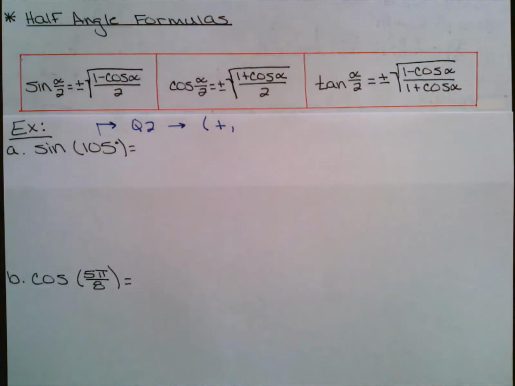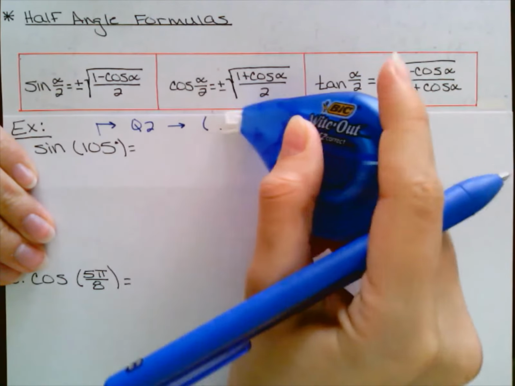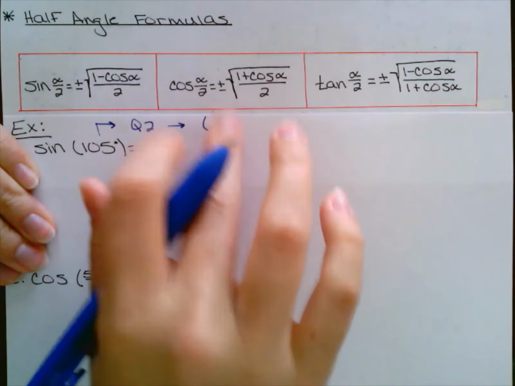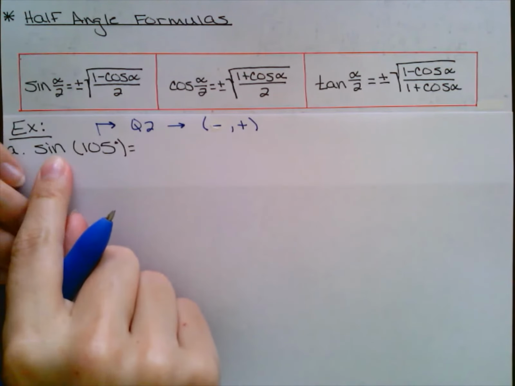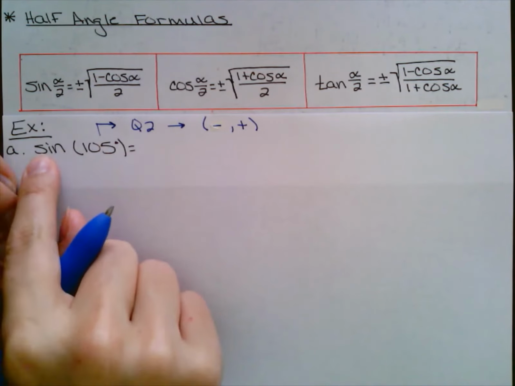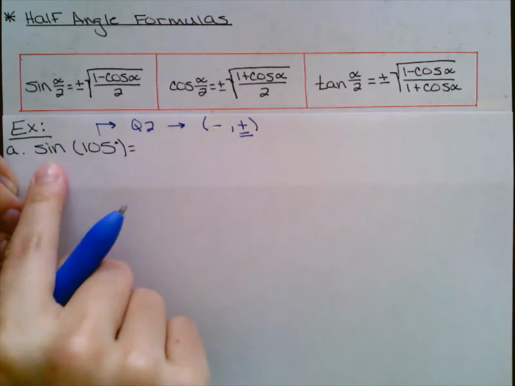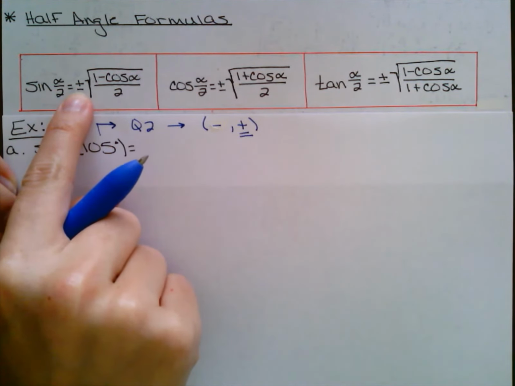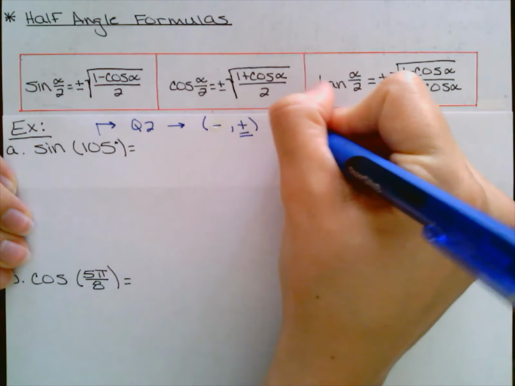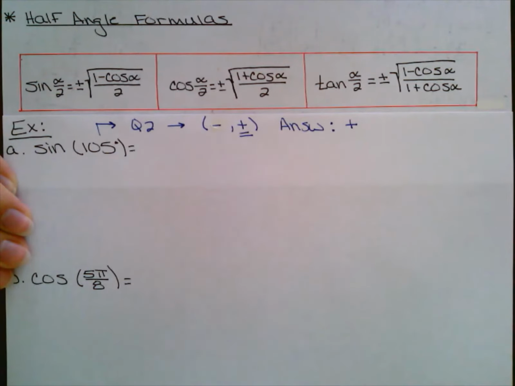Let me get my white out. All right, I'm sorry about that. So quadrant 2 is negative, positive. And if what I want to find is the sine of this value, I know sines of quadrant 2 are positive. So at the end, when I apply the formula for sine, instead of putting plus or minus, I'm just going to pick the positive one, okay? So my answer is going to be positive, okay?